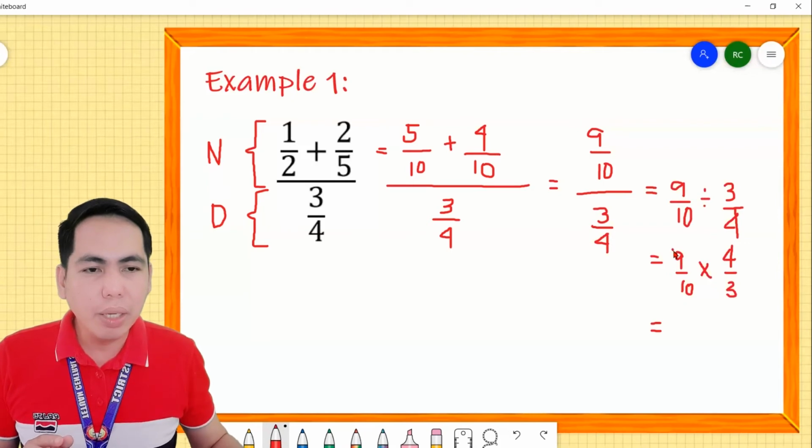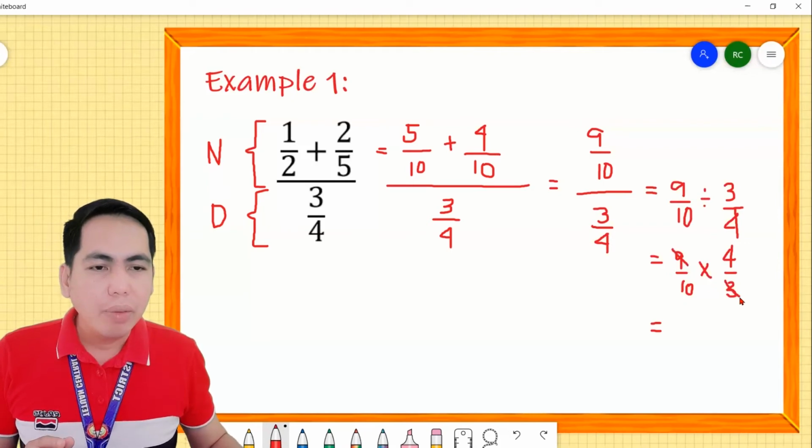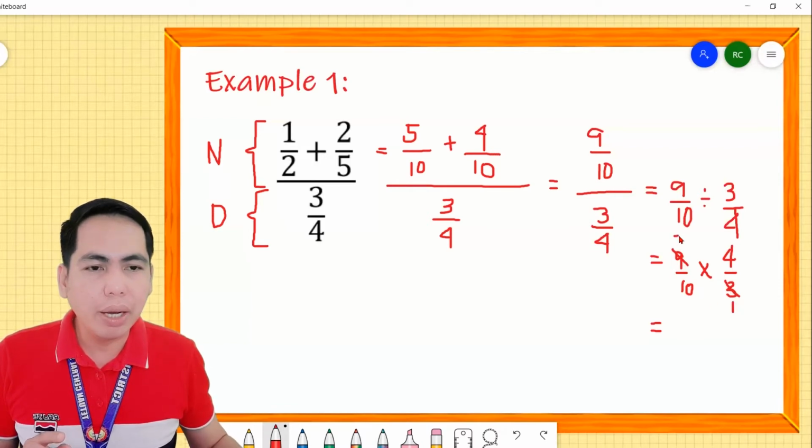So in this case, we can simplify 9 and 3 by dividing both numbers by 3. So 3 divided by 3 is 1. 9 divided by 3, so we have 3. We can also simplify 4 and 10 by dividing both numbers by 2.